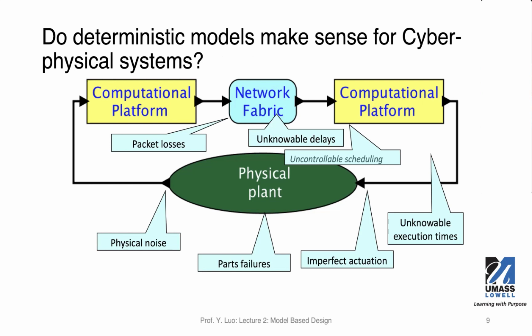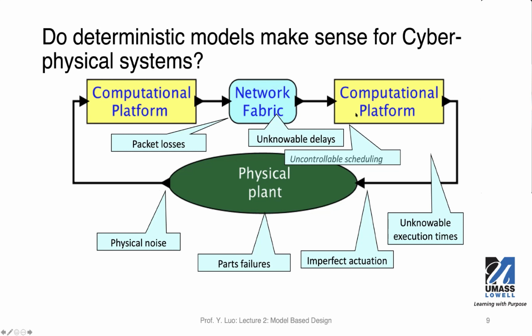But in reality, there are a lot of things that could go wrong. For example, physical noises could cause the sensors to malfunction or send inaccurate readings. And the network fabric may cause packet losses due to the unreliable media, for example, Wi-Fi. And also through the network fabric, there could be unknowable and non-deterministic delays.